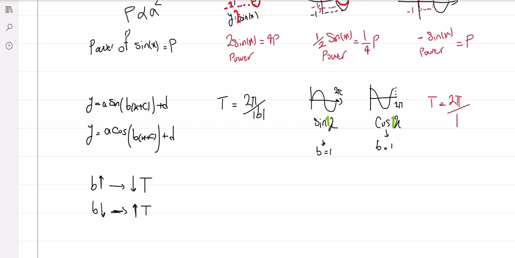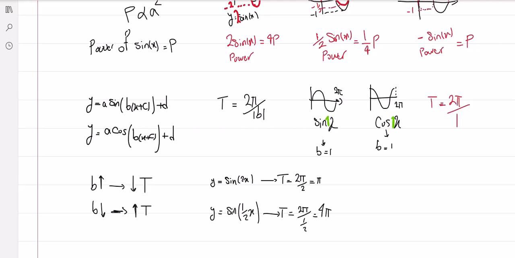To better understand these concepts, we're gonna draw two different graphs. The first one would be y equal to sine of 2x, and the second one would be y equal to sine of 1 over 2 x. For the first one, we're first gonna calculate its period, which is equal to 2 pi over 2, which is equal to pi. And for the second one, we are going to do the same, which is 2 pi over 1 over 2, which is equal to 4 pi.